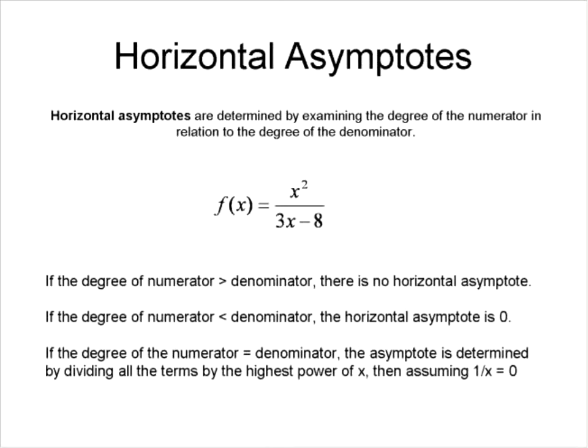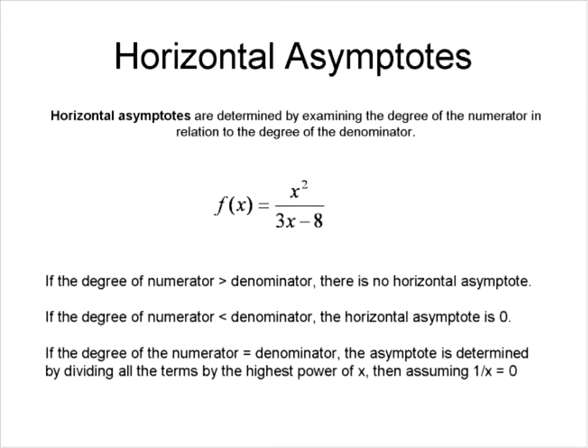Now, what about horizontal asymptotes? Well, horizontal asymptotes are a little bit trickier. Not a lot, but a little bit trickier. The horizontal asymptotes are determined by examining the degree of the numerator in relation to the degree of the denominator. So now it's really looking at the entire rational function to determine where the horizontal asymptotes are.